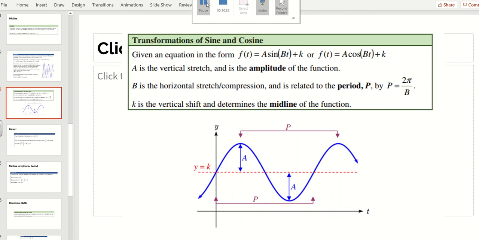So the last thing I want to talk about in this portion of the video is the period. It is essentially your horizontal stretch and compression. It is the length of time it takes to complete one full rotation. And as you can see up here, the period can be found by the formula 2 pi over b. And b is our horizontal stretch or compression. We're going to come back to this in a second because it kind of deals with everything.